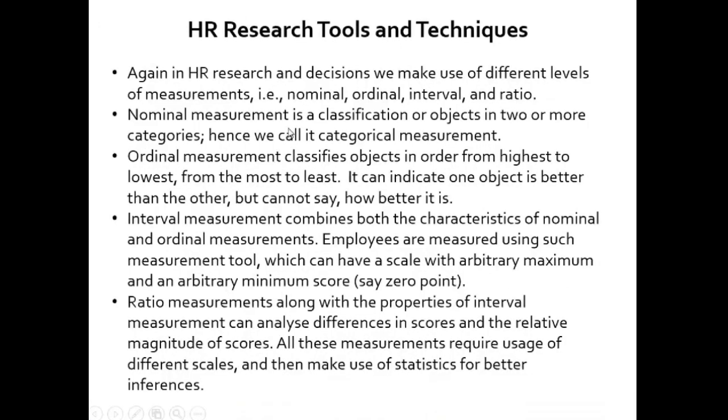Some tools that we discussed in the last class. The first one is the nominal measurement scale, that is your categorical way. Ordinal scale, the name itself indicates it's a rank. Ordinal scales are arranged from the highest to the lowest. Then you have interval scales.